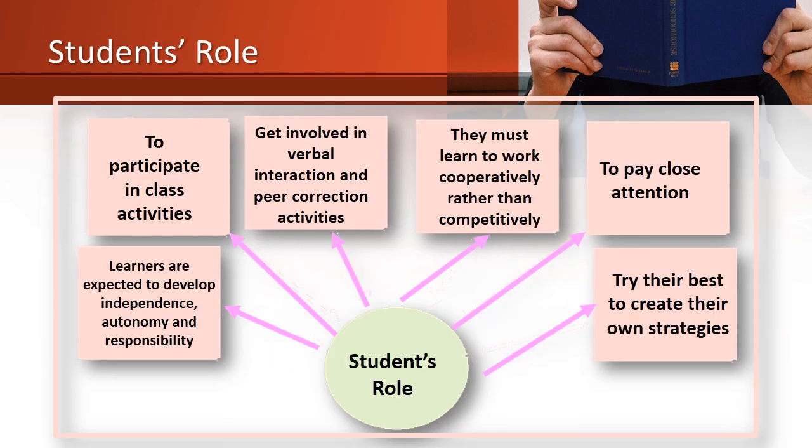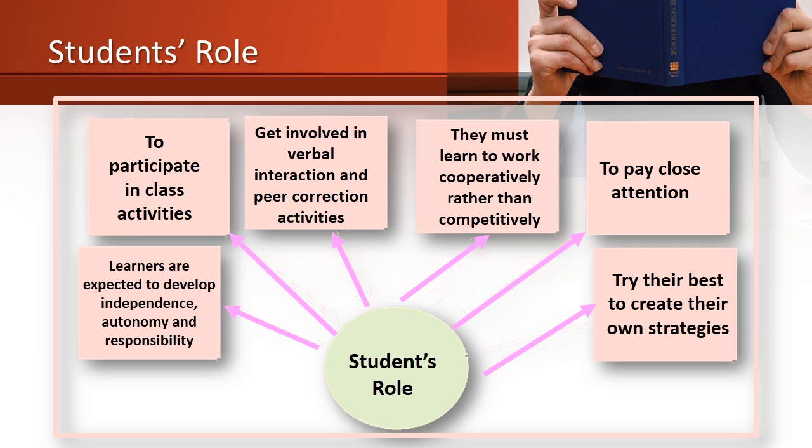Now if we discuss students' role, through this picture we can get the idea of the students' role. Learners are expected to develop independence, autonomy and responsibility. It means if they won't be eager to learn, this way of teaching will not work. Their participation is very important in the class, and that participation must be active participation.